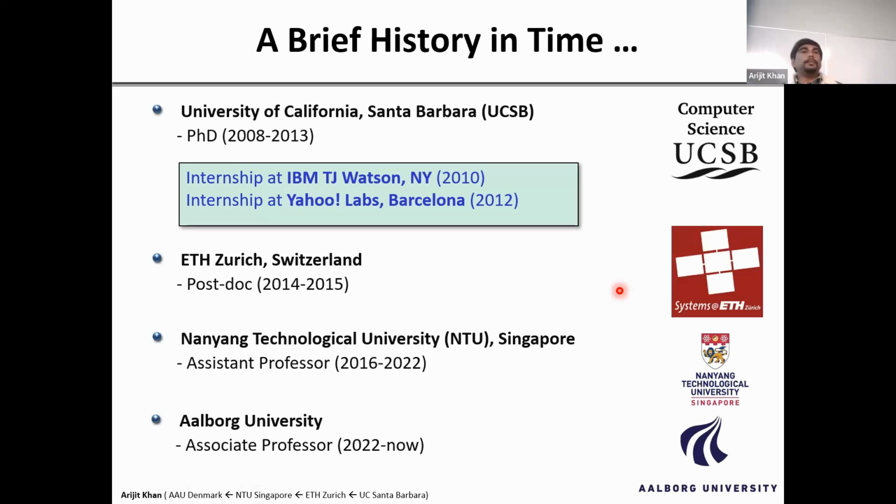So before I start, some background about myself. I did my PhD from UC Santa Barbara, and during that period, I also did a couple of internships at IBM TJ Watson and Yahoo Labs in Barcelona. Then I moved to the systems group at ETH Zurich as a postdoc for a couple of years. I had been an assistant professor at Nanyang Technological University, which is NTU in Singapore. And for the last couple of years, I am in Aalborg University as an associate professor in their computer science department. So let's start.